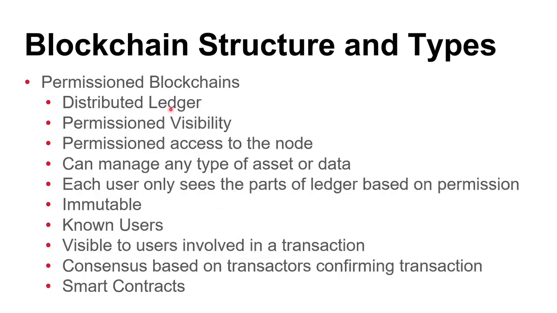So again, permissioned blockchains are structured in a very, very similar way to private blockchains. So again, the known users, we still have the smart contracts, we still have the immutability, but again, permission of visibility, permission to access.